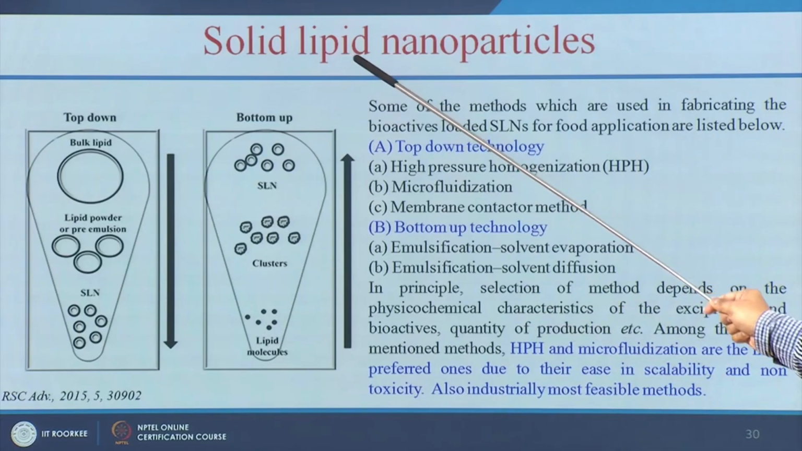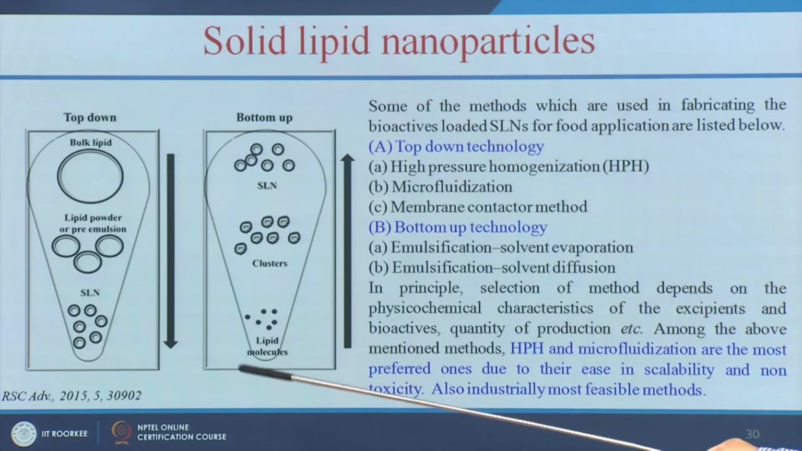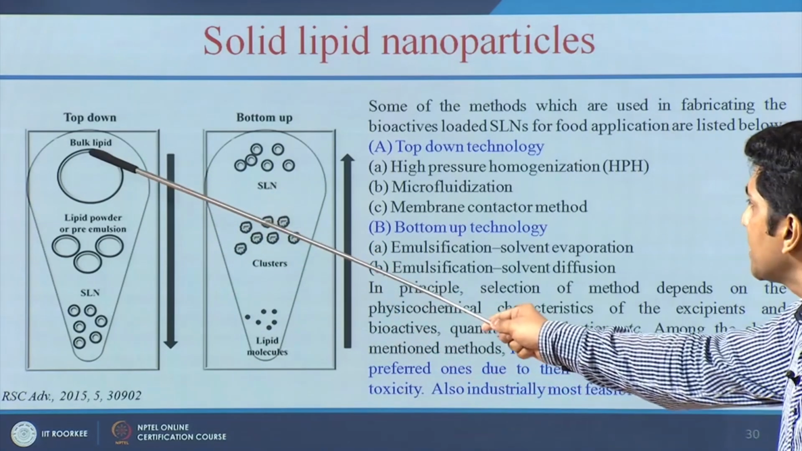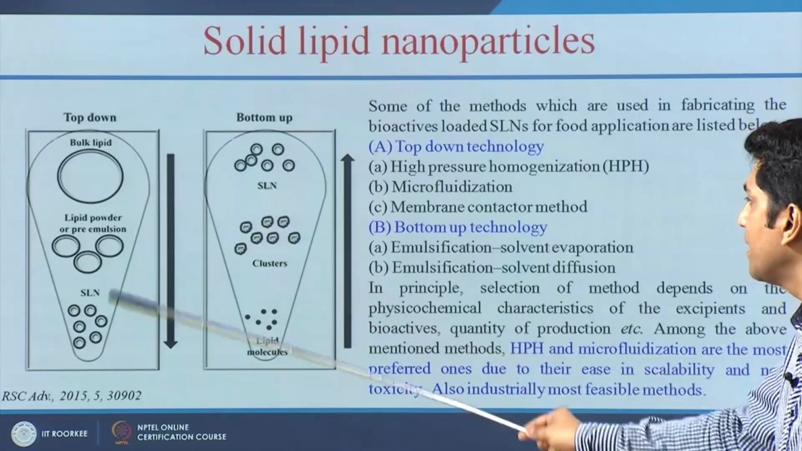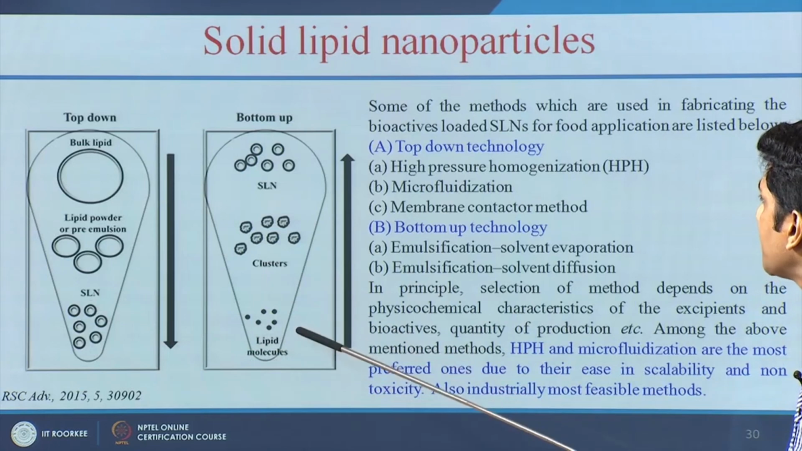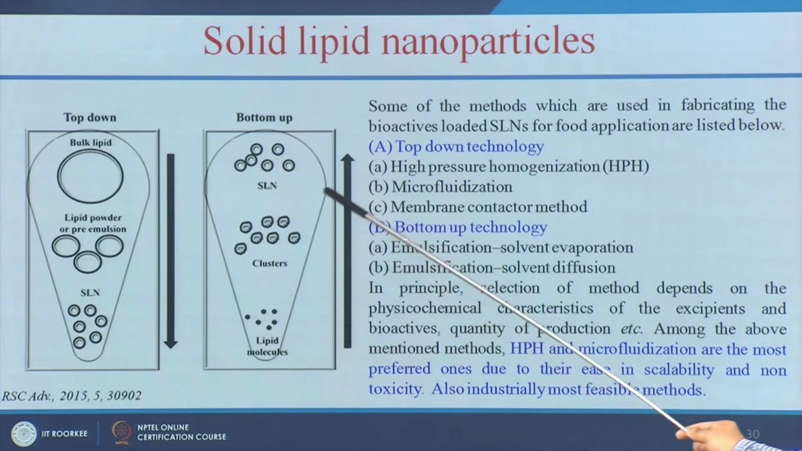So, how to make these solid lipid nanoparticles? Again, we can use the top down approach and bottom up approach. The top down approach is that from a bulk lipid, you can get the solid lipid nanoparticles, and bottom up is from the lipid molecules you can get the solid lipid nanoparticles. Under the top down technology, these are the methods: high pressure homogenization, microfluidization, and membrane contractor method. And under the bottom up, you will have emulsification, solvent evaporation, and emulsification, solvent diffusion.